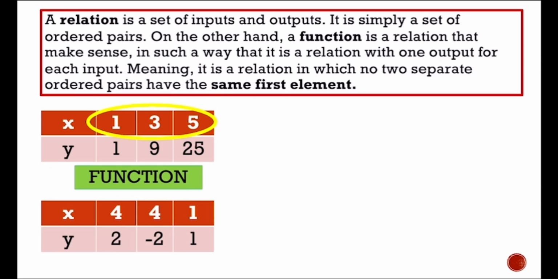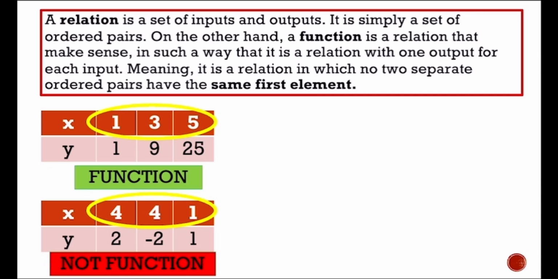For another example, we have the table for the values of our x: 4, 4, and 1. And for the values of our y: 2, negative 2, and 1. So may nauulit ba sa ating first element? Yes, meron. And that is 4 and 4. So therefore, this is not a function or it is a relation only.